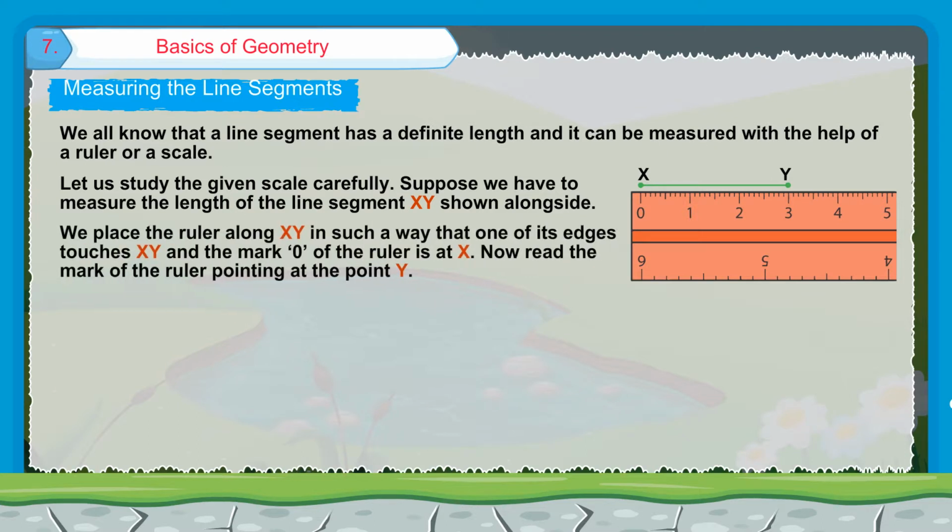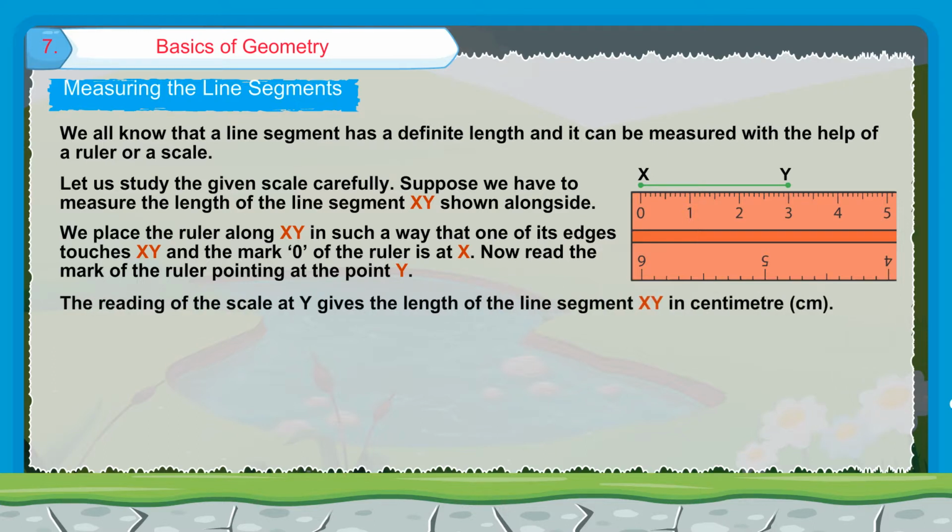We place the ruler along XY in such a way that one of its edges touches XY and the mark 0 of the ruler is at X. Now read the mark of the ruler pointing at the point Y. The reading of the scale at Y gives the length of the line segment XY in centimeter. Look carefully. It reads 3 centimeter.